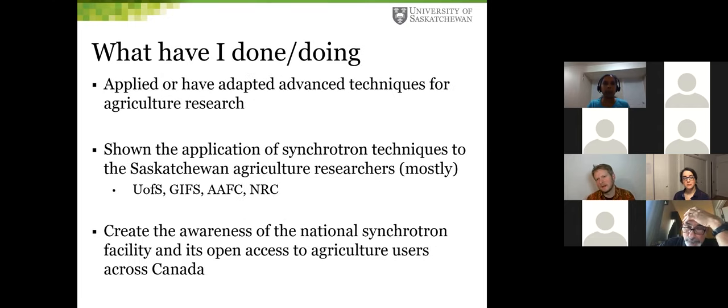survive through the winter and they can grow. I have used synchrotron techniques for agriculture research and have shown this application for the last 5 years to lots of researchers at the University of Saskatchewan, Global Institute for Food Security, Agriculture and Agri-Food Canada, and NRC. But right now we are promoting the use of this national research facility to researchers outside Saskatchewan, because it's a national facility and it has open access to researchers across Canada. So that's what I am doing.